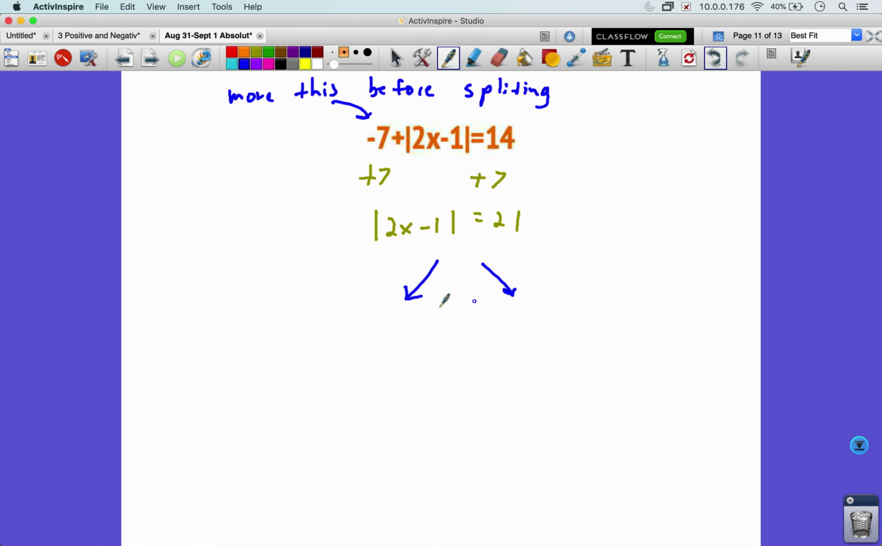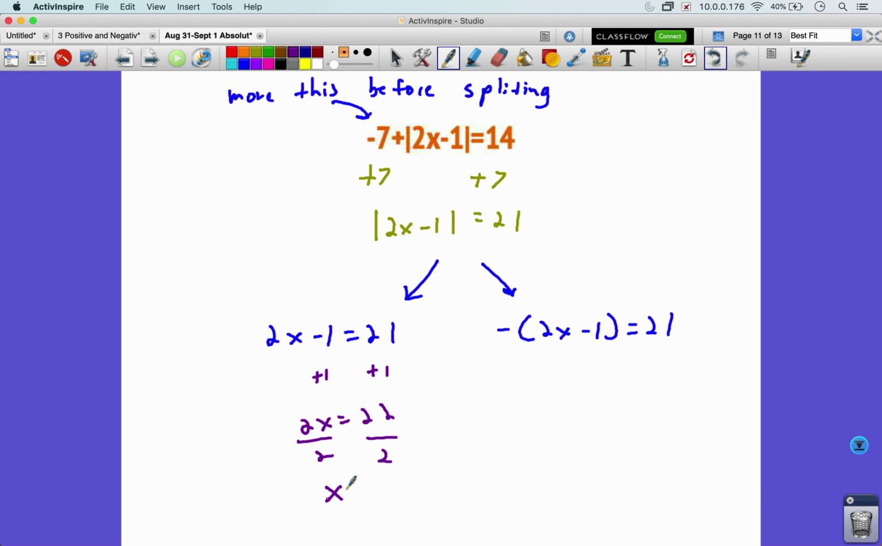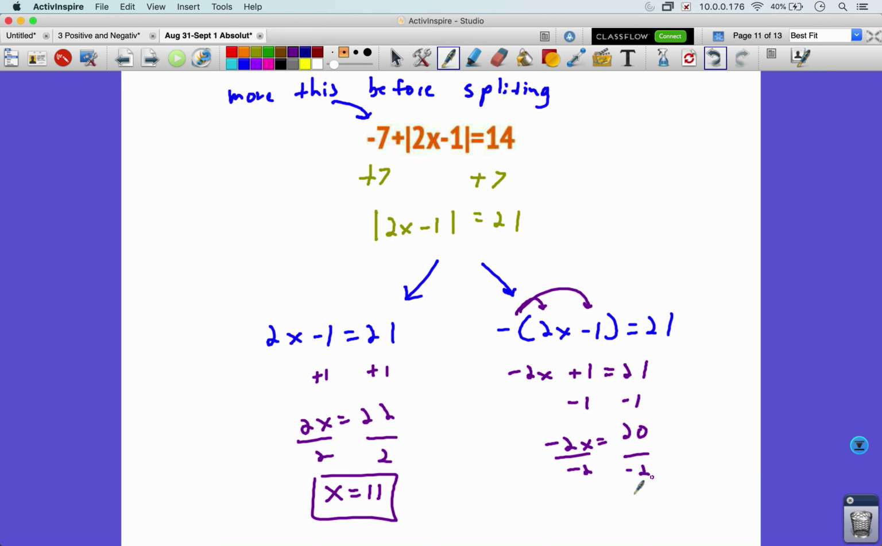Now we can split it into the positive and the negative case. 2x minus 1 equals 21. And negative parentheses 2x minus 1 equals 21. And now it's just as simple as solving these multi-step equations. x equals 11 for one of our answers. And x equals negative 10.